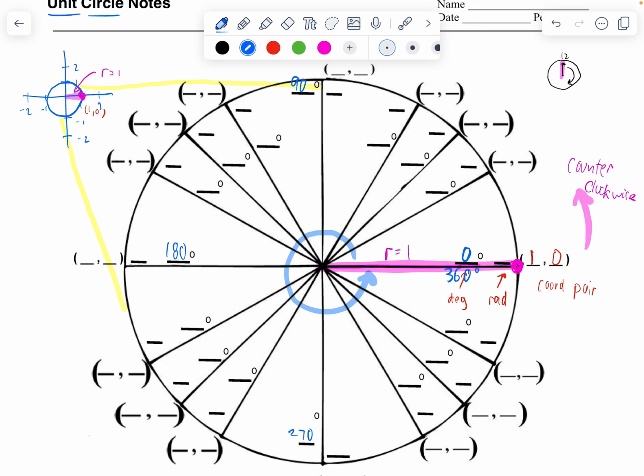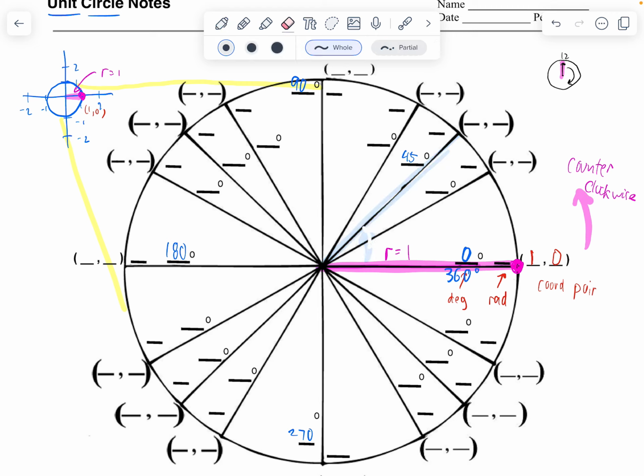Now let's do this next one. If this angle is 90 degrees, then what if we take half of that angle? Well, if we sweep from the beginning to here, that must be 45 degrees, right? Because it's half of 90. So I'll write 45 here.